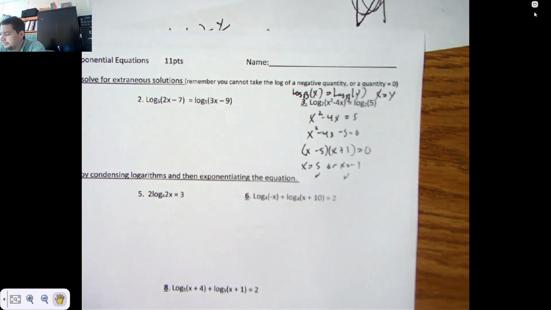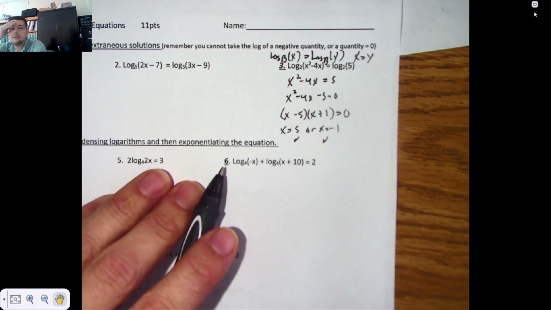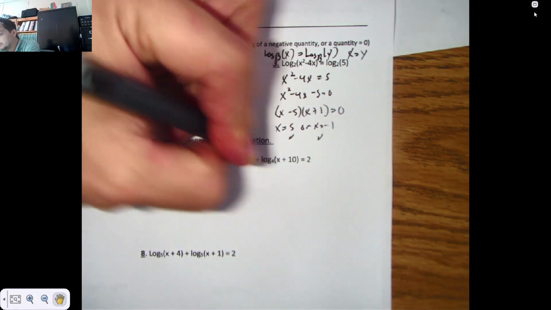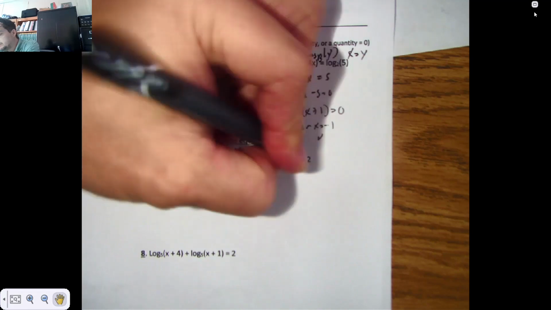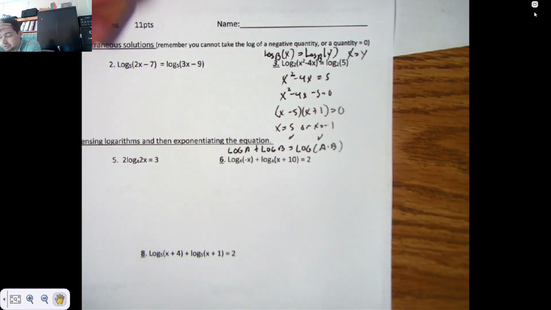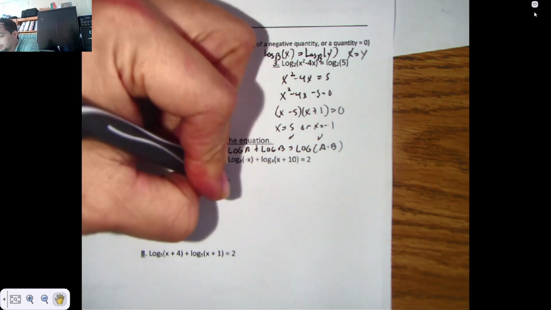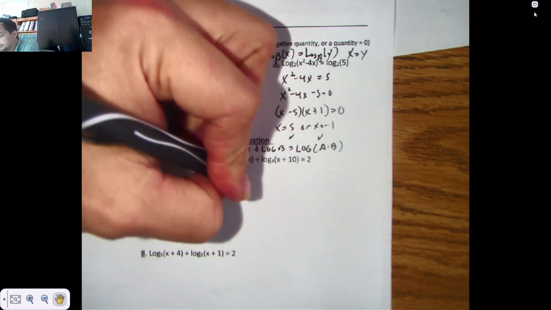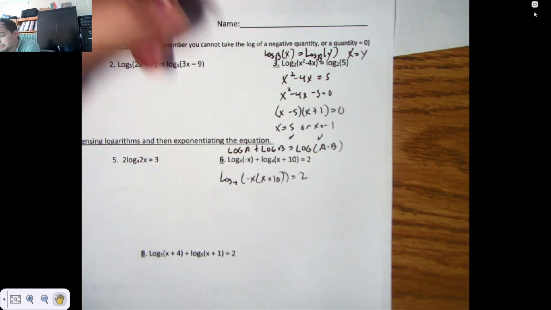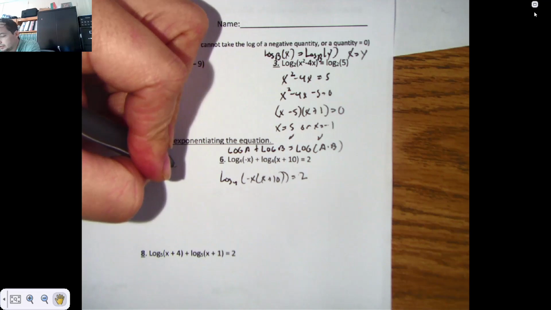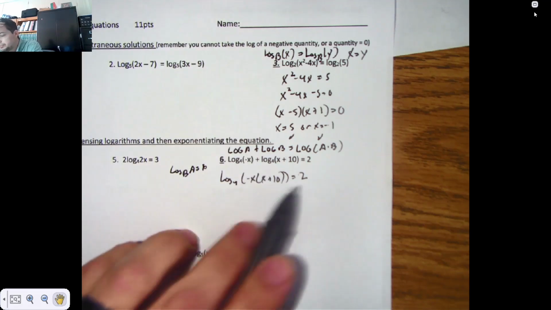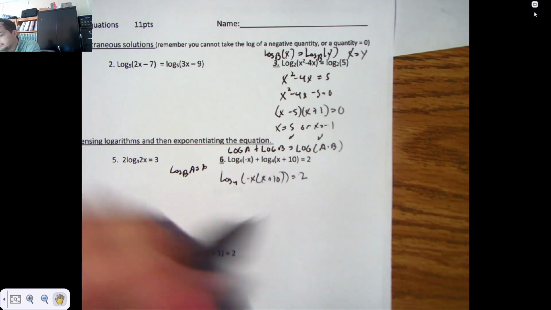What's up next? Number 6. Solve by condensing and then exponentiating. So I know that a log a plus a log b is a log containing the product of a and b. So that's what I do. A log base 4 of negative x times x plus 10 is now equal to 2. And remember, log is bay, right? Log is bay. So here's my base, here's my exponent, and here's my answer.